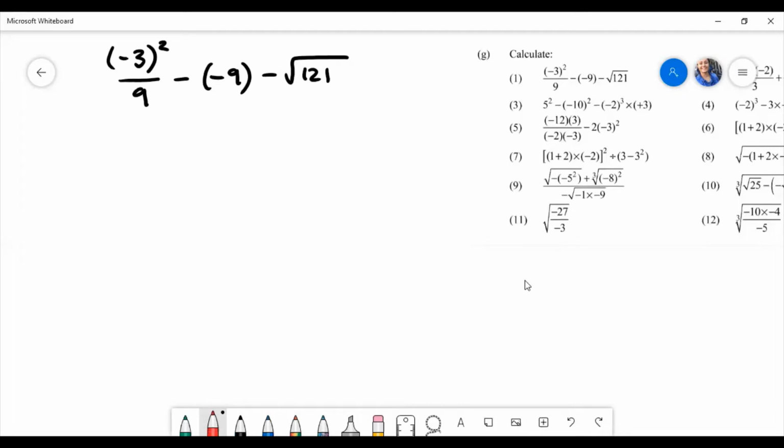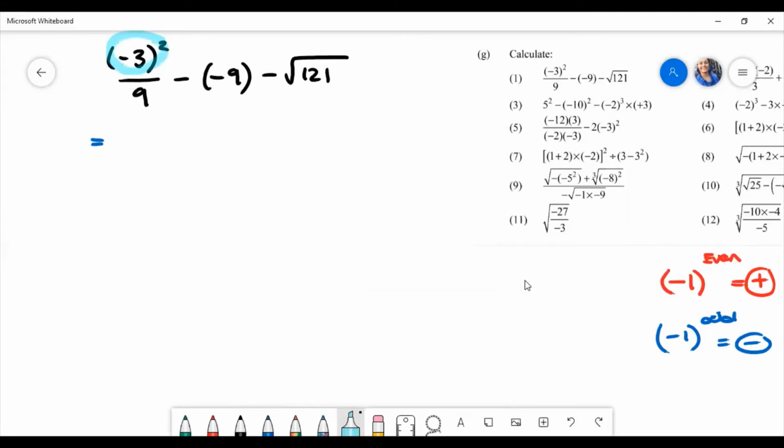Let's just jot down that rule here in the corner. When we have negative 1 to the power of an even value, we get a positive answer. But when we have negative 1 to the power of an odd value, our final answer is negative. Okay, so let's start. We've got a negative 3 to the power of 2, which is equivalent to saying negative 3 times negative 3. And a negative times a negative is a positive. So I'm going to first simplify that. Negative 3 to the power of 2 gives me a 9 over 9.